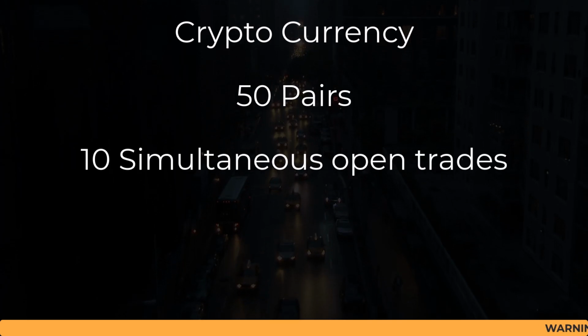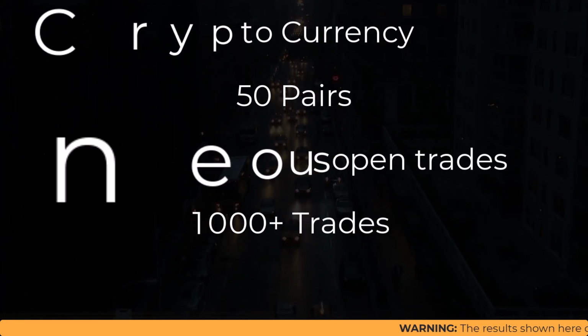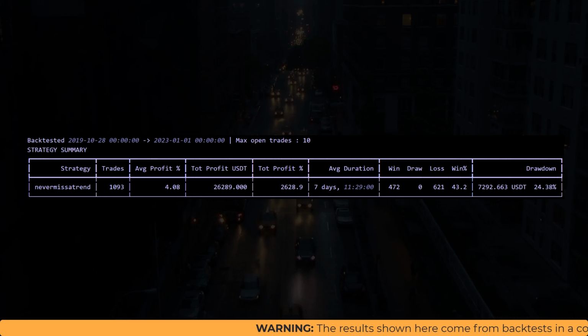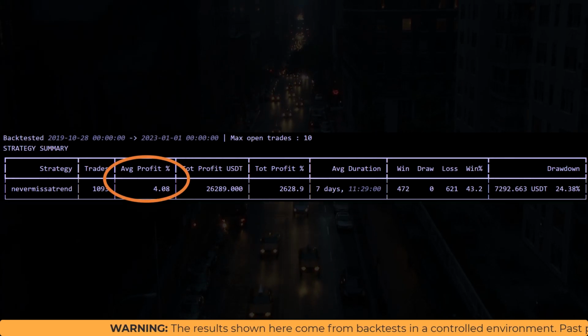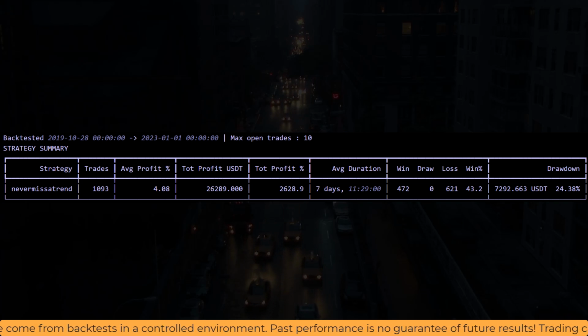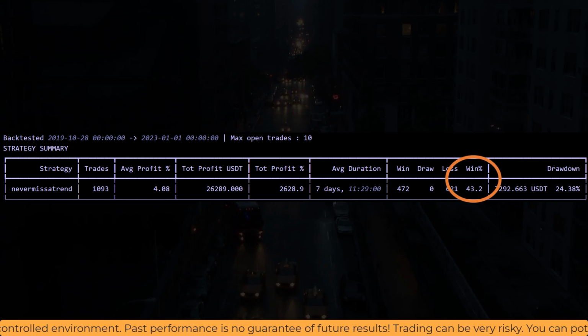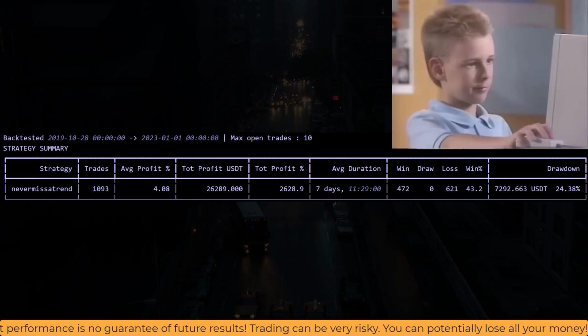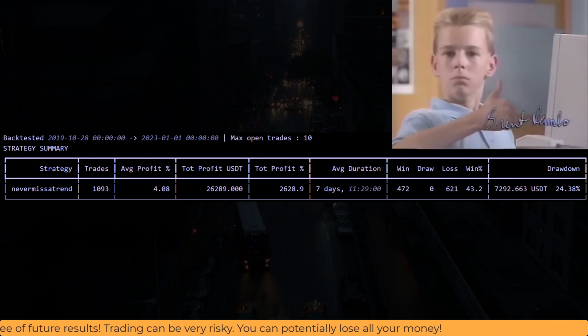I tested this strategy on cryptocurrency and after testing over 1000 trades, here's what I found. The average profit per trade is over 4%, and this resulted in a total profit of over 2600%. I've got a win rate of 43%, and with proper risk management, this is quite good for a trend trading strategy on the 1-day time frame.